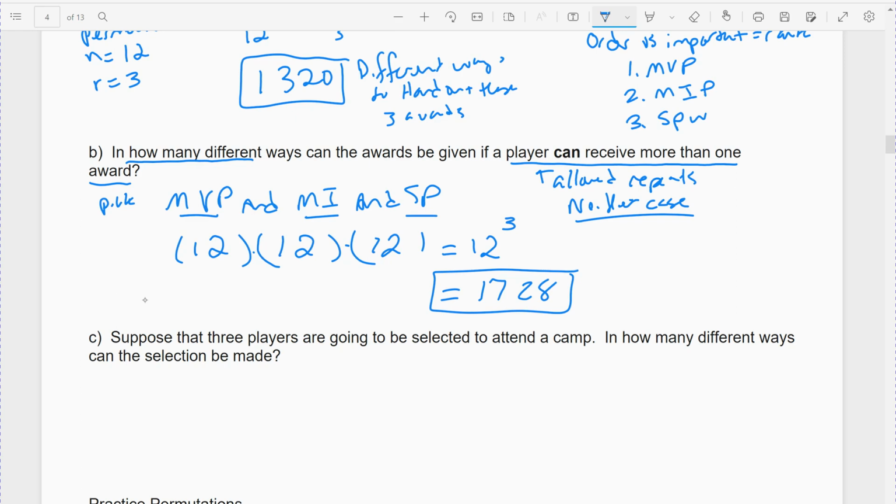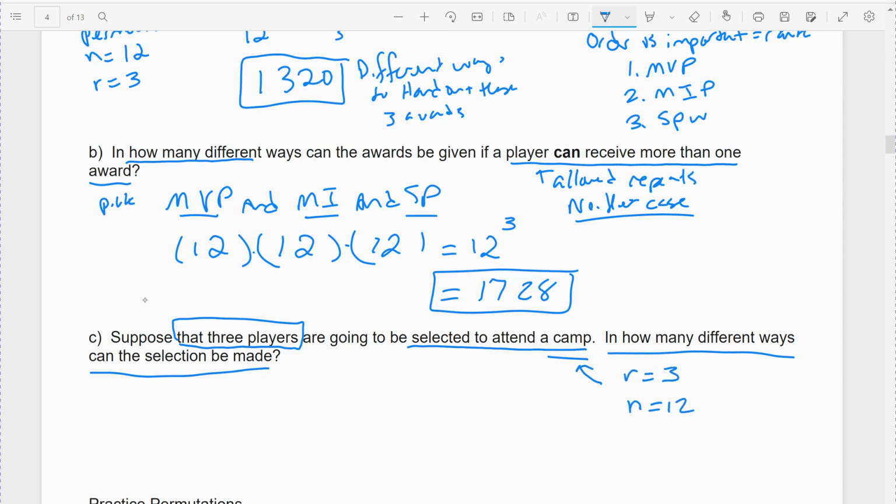So we're going to go through why it's the combinations. So we're still picking 3 players. Suppose that 3 players are going to be selected to attend a camp. How many different ways can the selection be made? So we're not handing out awards this time. We're just going to pick 3. So R is still 3. We still had 12 to start out with. So 12 is still my total. But this time we're picking a group to go to camp.